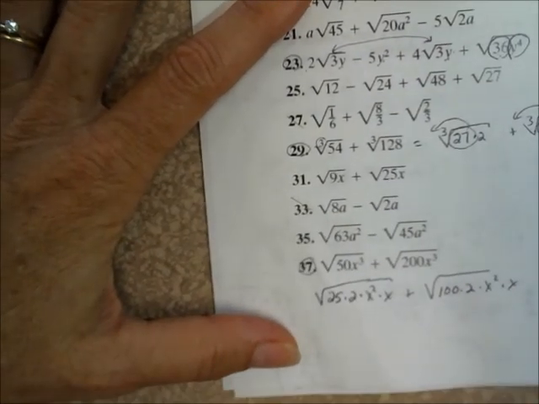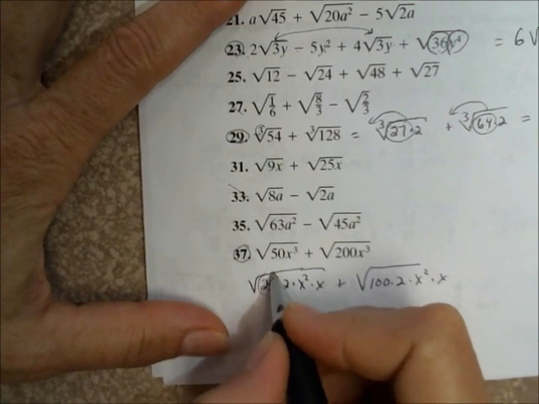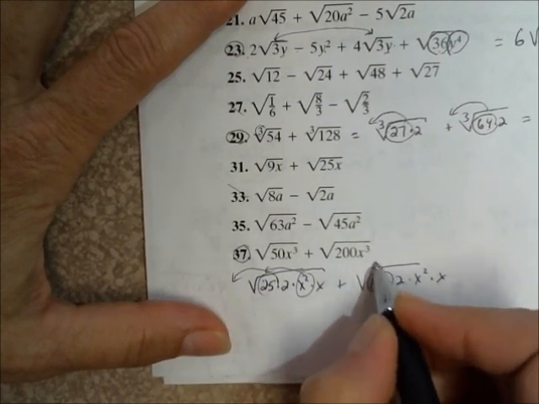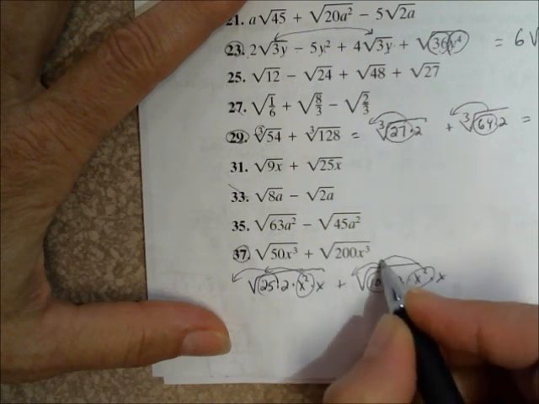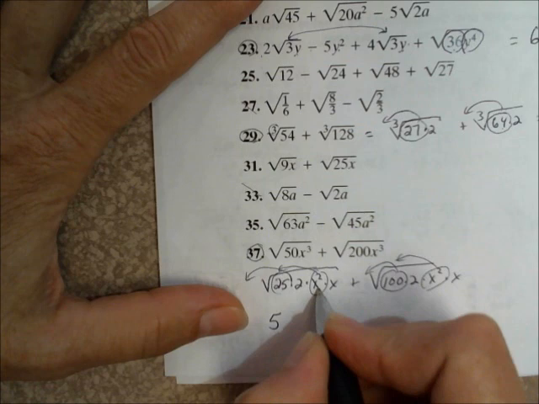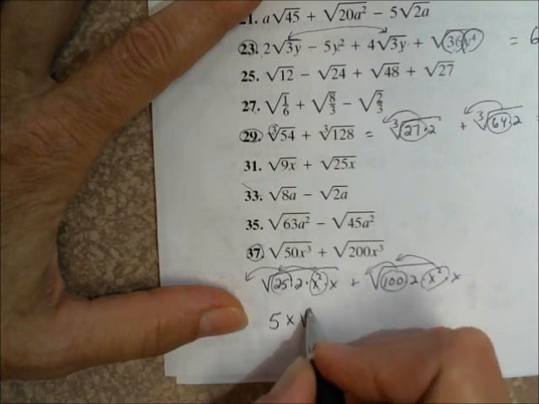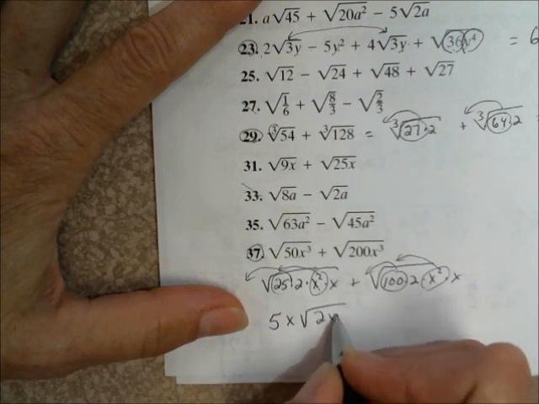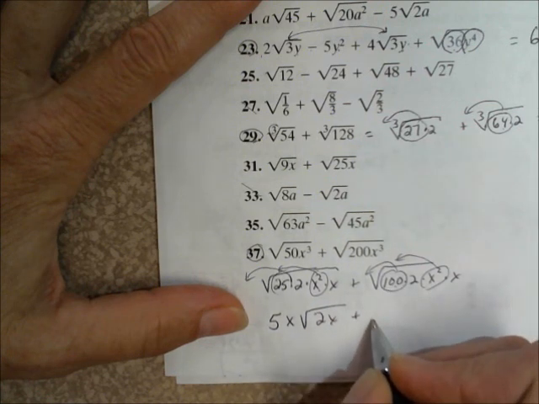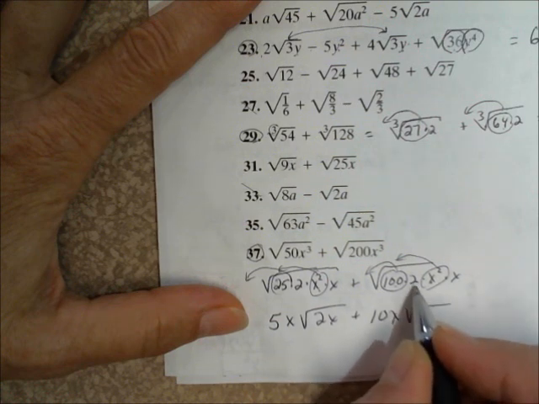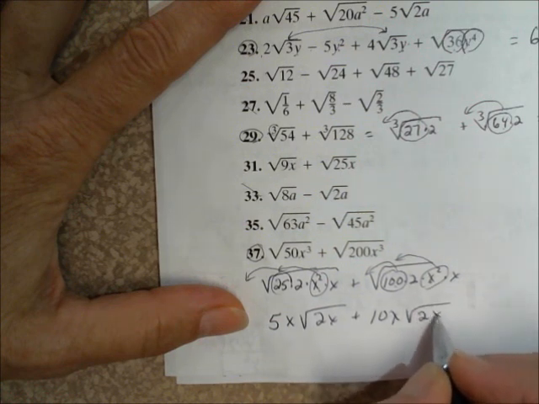And now when we circle the perfect squares, 25 is going to move out, and x squared is going to move out. 100 is moving out, x squared is moving out. So the square root of 25 is 5, the square root of x squared is x. They stay out, and what stays in? What we didn't circle, 2 and x. The square root of 100 is 10. The square root of x squared is x. And what didn't we circle? We didn't circle the 2 and the x.